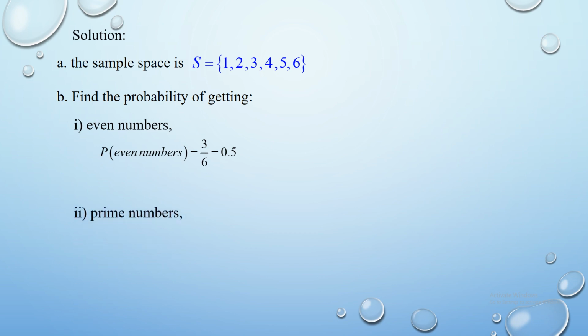Move to point 2, prime numbers. Depending on the observation in the sample space, again, how many prime numbers are there? Okay, there are 3 prime numbers. Yes, correct. We have 2, 3, and 5 as prime numbers. So there are 3 prime numbers in the sample space, and the probability of a prime number will be 3 out of 6 again. It's equal to 0.5.